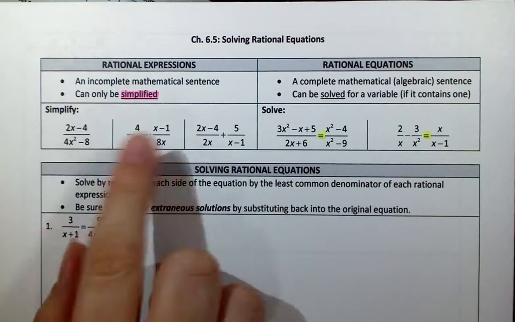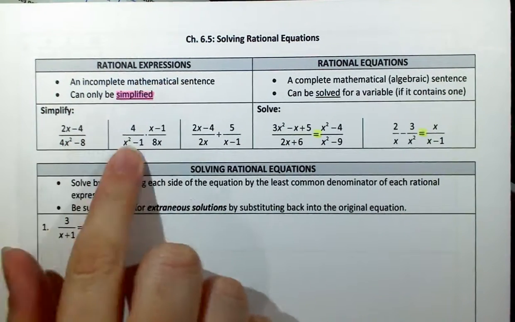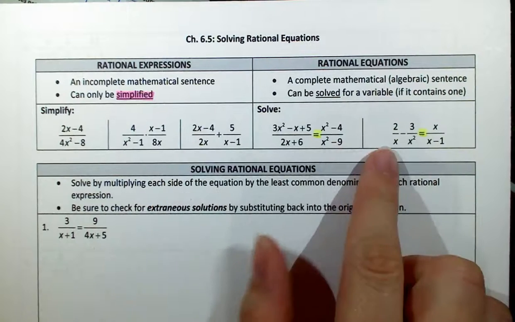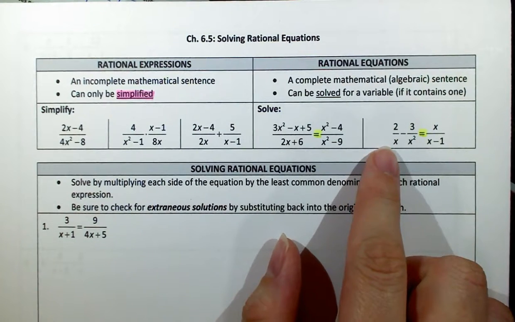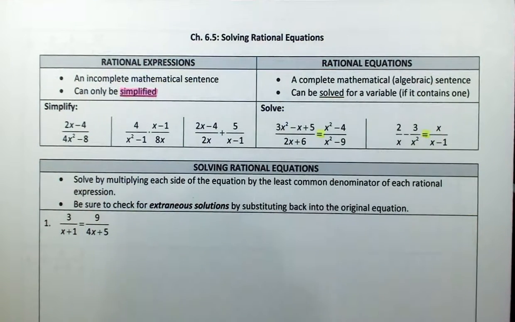So these three things here will be simplified. There's no equals. Whereas these things here, we're going to actually solve. We're going to figure out what x equals. So down here, when we're solving them, we're going to do something called multiplying by the least common denominator. Now, you have done this before.